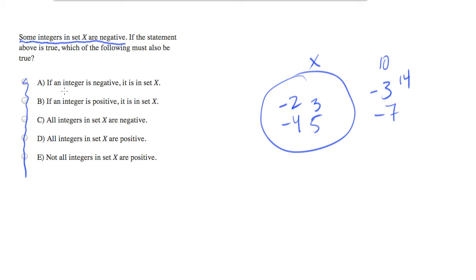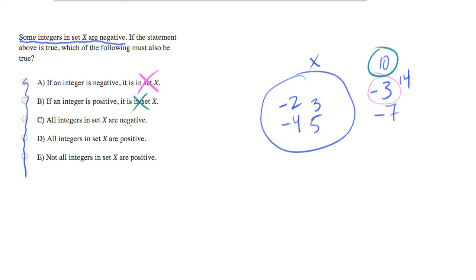Now that we have a good set of examples built up, let's go through the answer choices. If an integer is negative, it is in set x. Well, here's a negative integer, which is not in set x, so that rule must not be true. If an integer is positive, it is in set x. Well, here's a positive that's not in x, so that must be wrong.